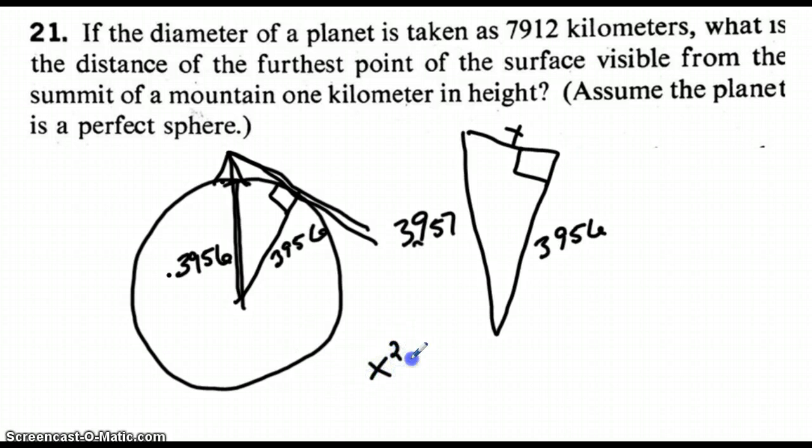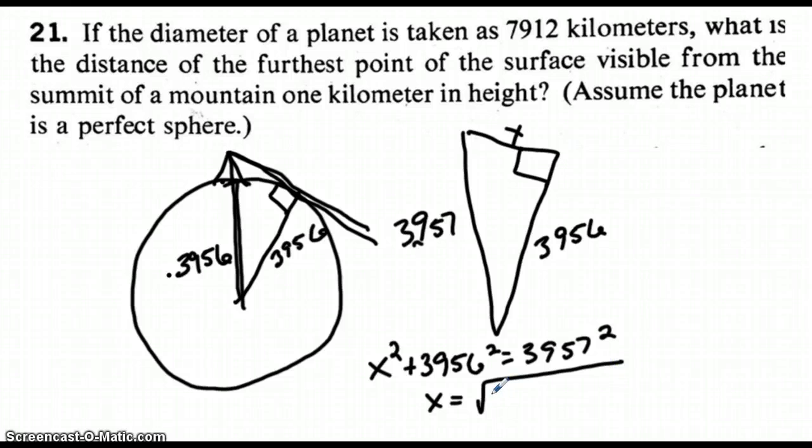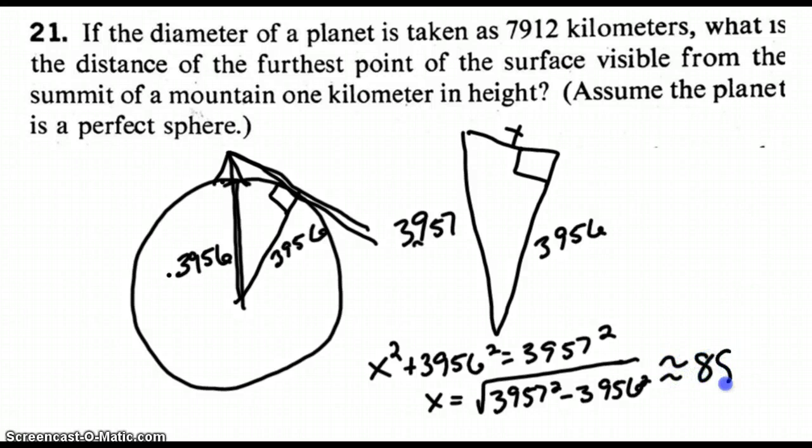So x squared plus 3,956 squared equals 3,957 squared. Do the calculation. x equals the square root of 3,957 squared minus 3,956 squared. Use the old calculator. All right, now we get the decimal approximation to be about 88.955 kilometers.